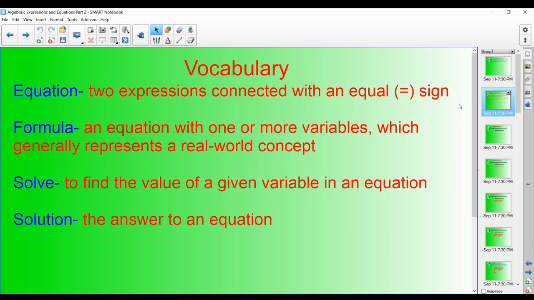Now, a formula is just a fancy type of equation where it's got variables that represent real-world quantities. And then we're going to talk about when it says find the solution or solve, it means let's isolate a variable and write that variable in terms of numbers or letters, whatever we have.